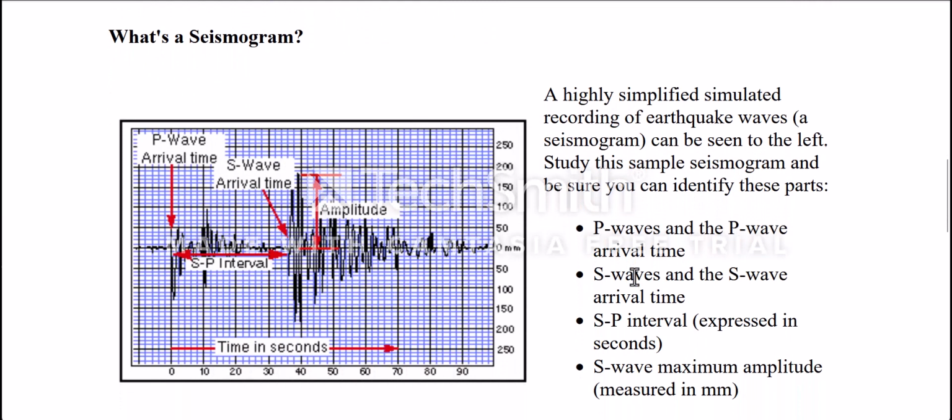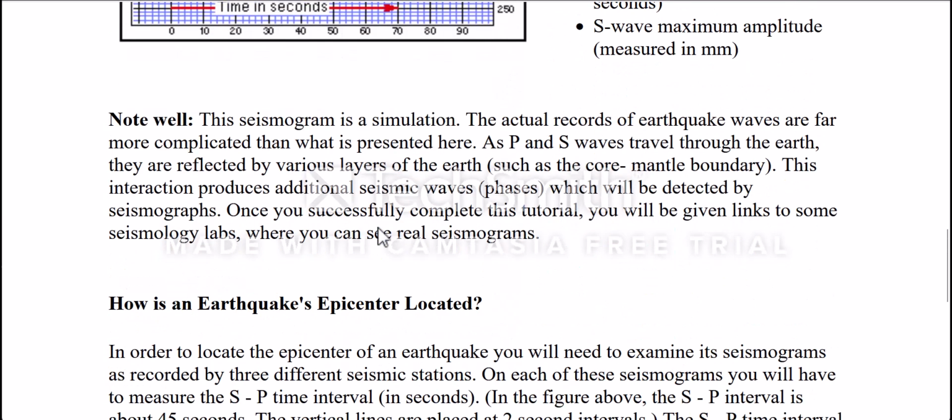Okay. So here we have a simplified seismogram, showing the first arrival of the P waves here, the first arrival of the S waves here. And that time in between there is the SP interval. That will be something that we're going to measure. And then the amplitude, the size of the largest S wave, is another thing that we're going to be measuring off of these seismograms. So, okay, once again, read. It's very good. It's very helpful.